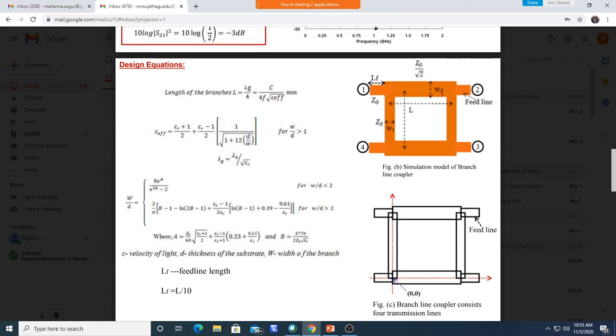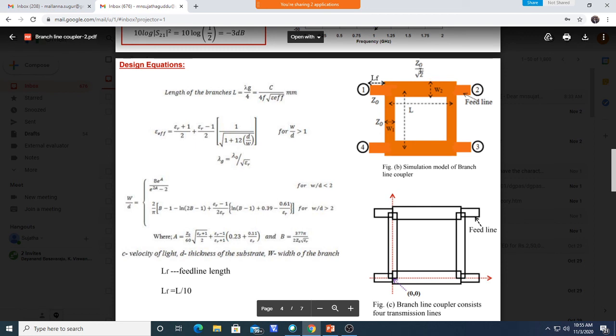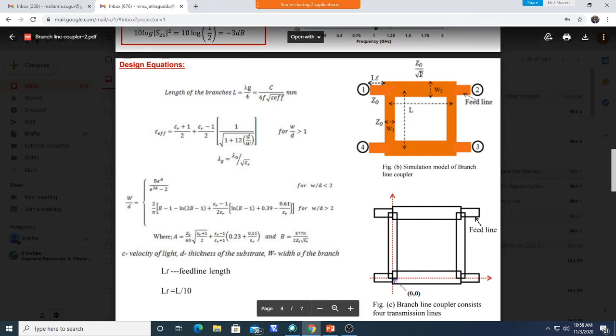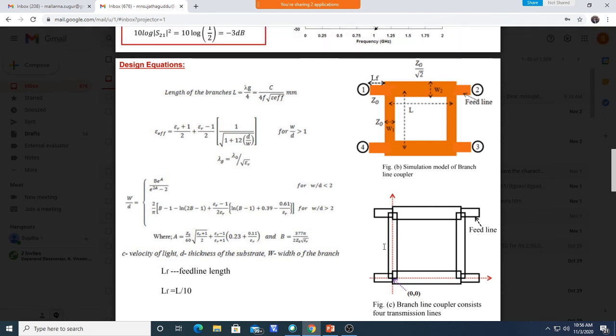Why is it greater? Because the characteristic impedance you should take is Z0 by root 2. Z0 is 50 ohm, so this line should have a characteristic impedance of 50 ohm. This line should have a characteristic impedance of Z0 by root 2, that is actually 35.35 ohm. So its width is greater than this one, because this is a 50 ohm line and this is 35.35 ohm. Automatically this width is greater than this width.